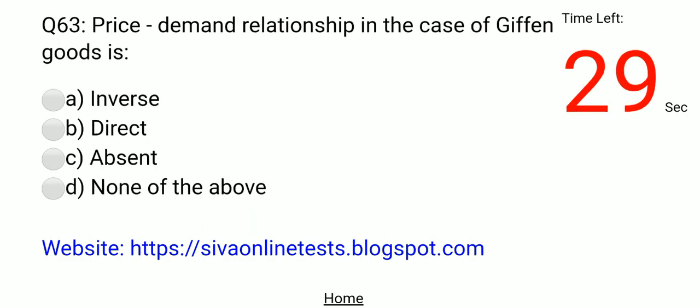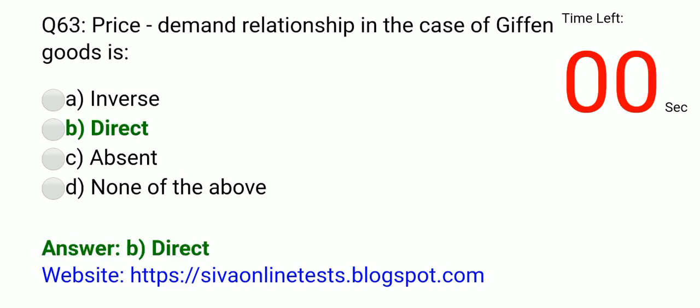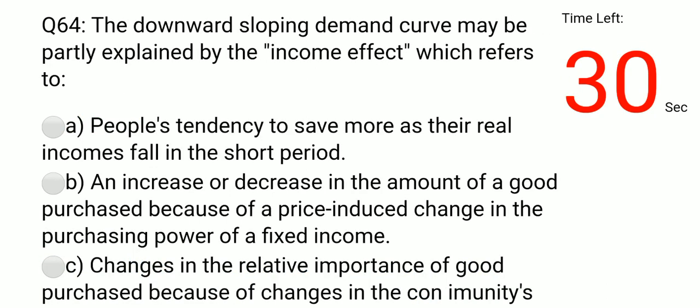Question 63. Price-demand relationship in the case of given goods is. Options. A. Inverse. B. Direct. C. Absent. D. None of the above. Answer. B. Direct.